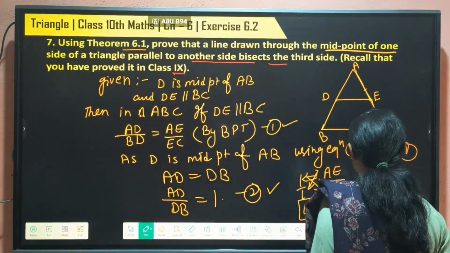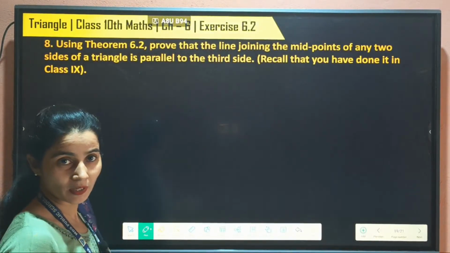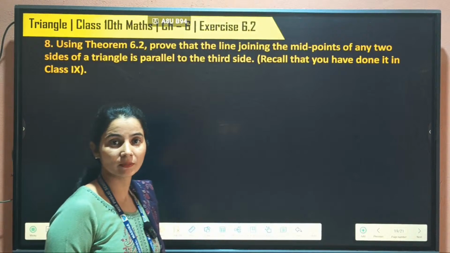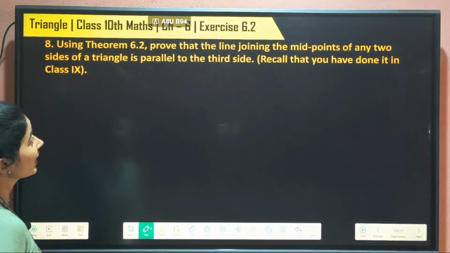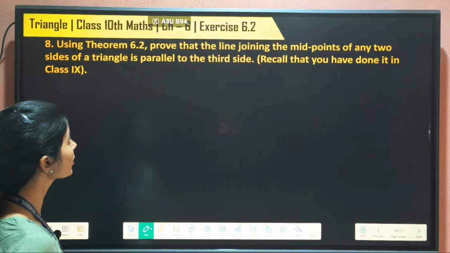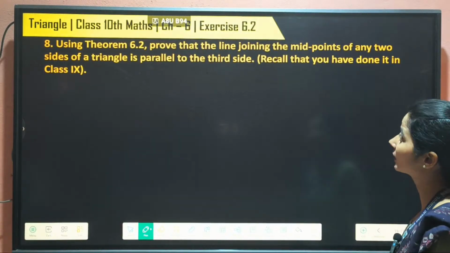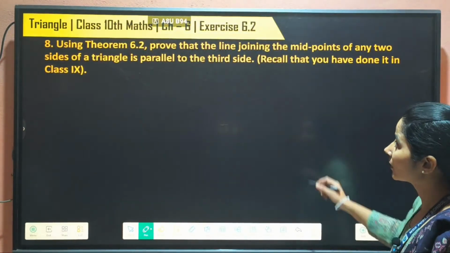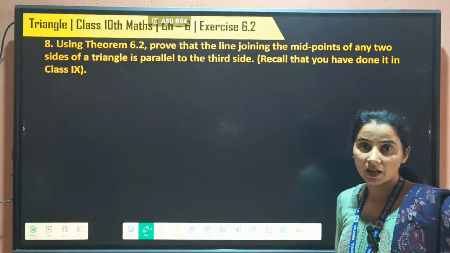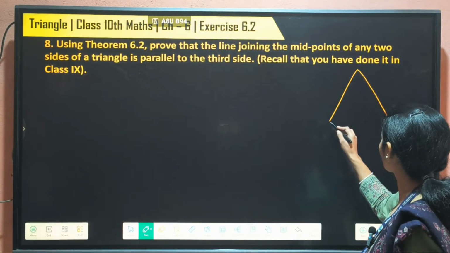Question number 8. Using theorem 6.2. Theorem 6.2 is the converse of the BPT theorem. Prove that the line joining the midpoints of any two sides of a triangle is parallel to the third side. Recall that you have done it in class 9. This was the midpoint theorem in class 9, and 6.2 is the converse of the midpoint theorem.